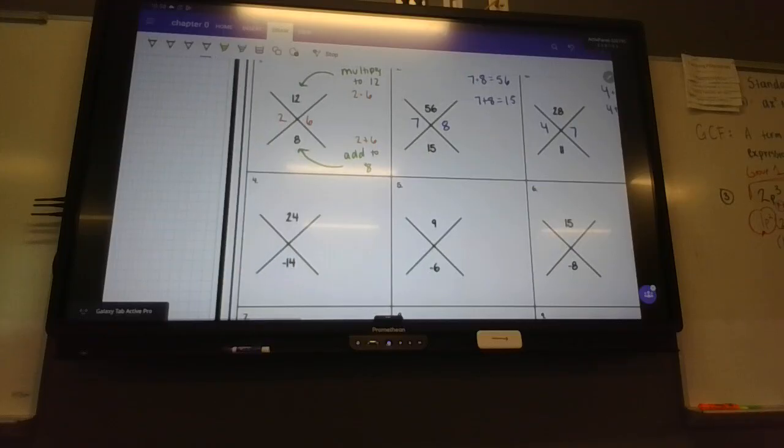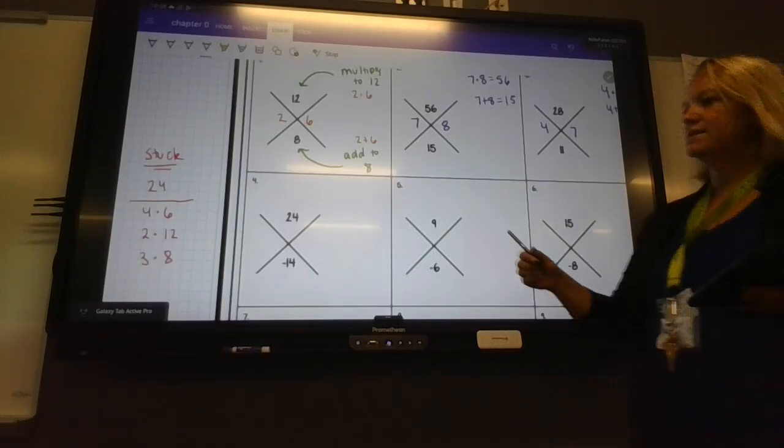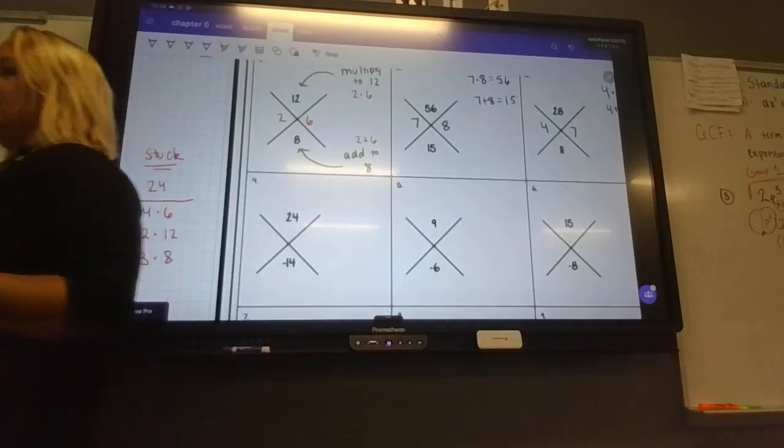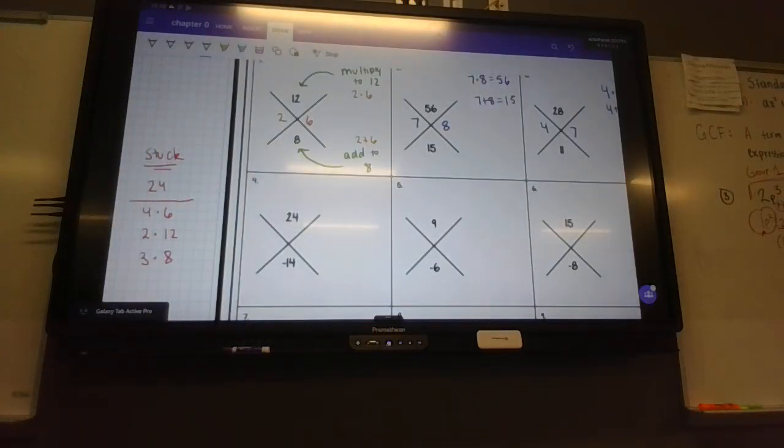All right, when you get stuck, you have to go to scratch paper and you have to list out factors of the top number. So I'm stuck on 24. I'm thinking 4 times 6, 2 times 12, 3 times 8. And I list everything and I use a calculator. It's even. I divide by 2 and then I divide by 4.